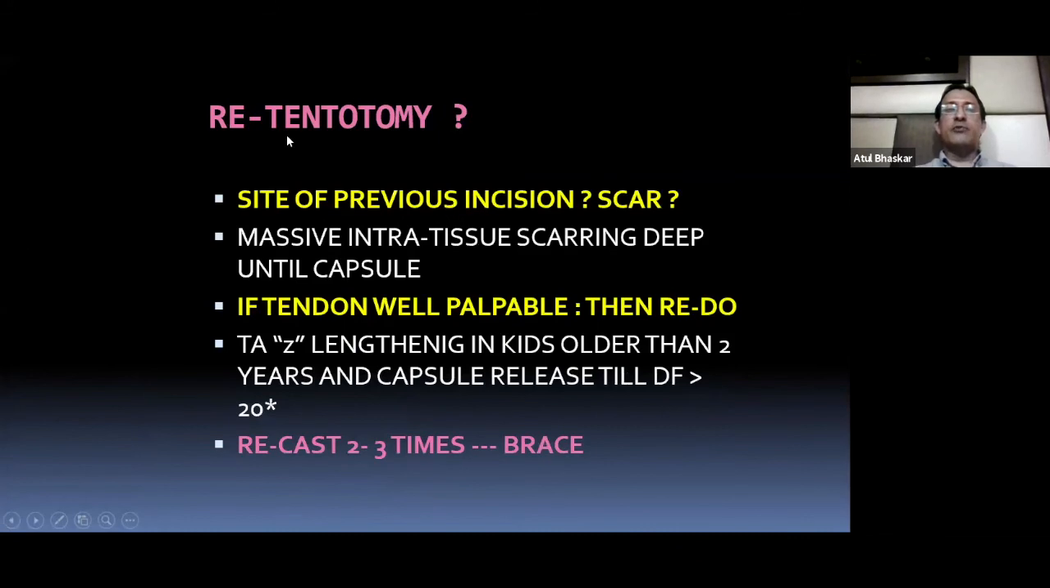So most of the children will need a retenotomy. Either you can go through the previous scar, or you may need to do a posterior release as well, because sometimes the tendon is very, very tight, and you may need to do a Z lengthening when there's a relapse of the deformity. Because of the scarring at the back, I prefer doing a Z lengthening so that you can get at least 15 degrees of dorsiflexion at the end of your release. And then again, you must replaster the child 2 or 3 times before you put them in a brace.